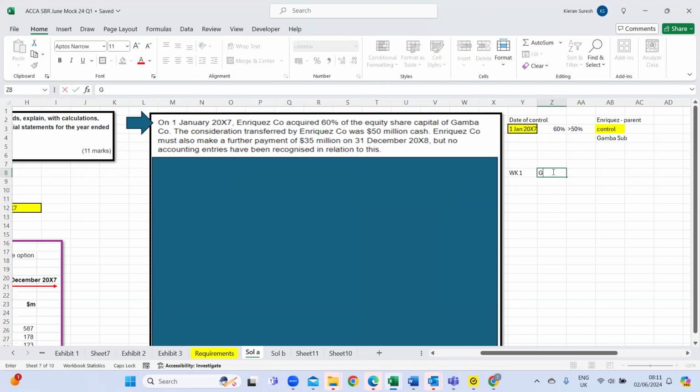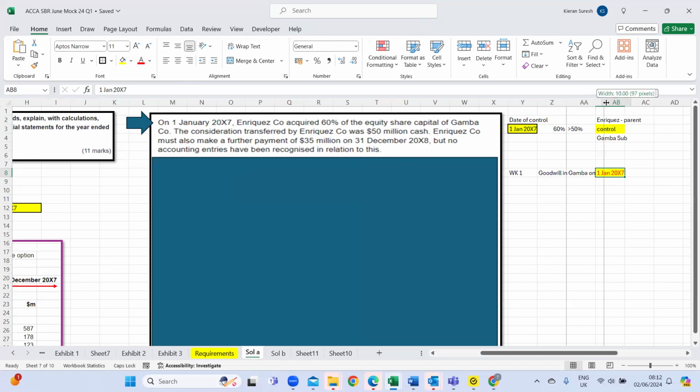So it's going to be goodwill calculation. Goodwill in Gamba, at on what date? The goodwill calculation must be for 1st January. So goodwill must be for 1st January 2017. That's what we calculate the goodwill for.